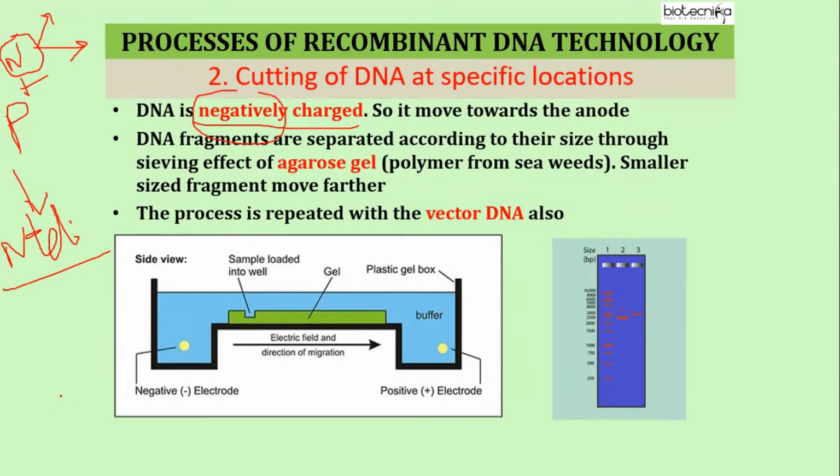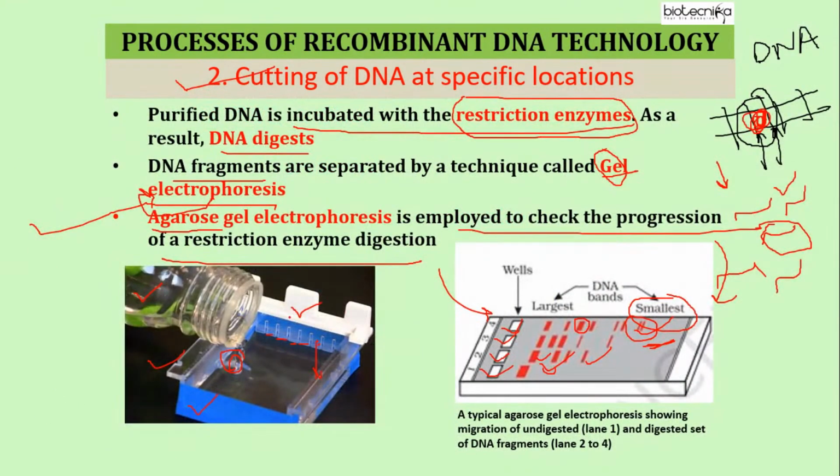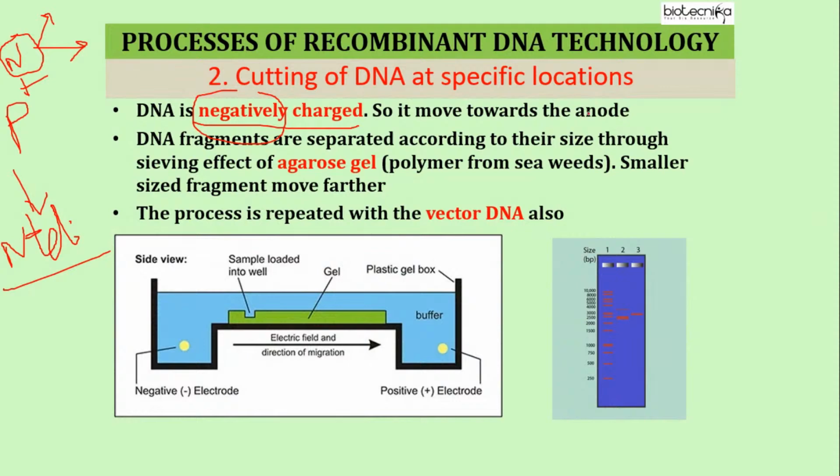So where do we have to load our DNA? I've already told you this is a gel. Suppose I'm connecting this end to the negative terminal, so I will load my sample here. If the DNA is negatively charged, I have to connect this well to the negative charge. Why? Because DNA will move toward the opposite charge, since it is negatively charged. So it will move toward the anode. We know that an anion is negatively charged, but the anode is positively charged.